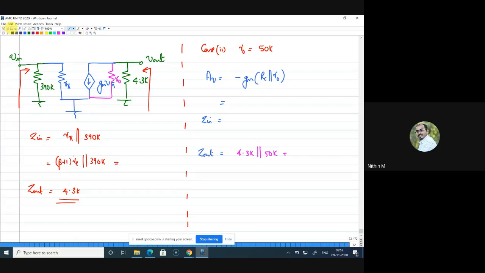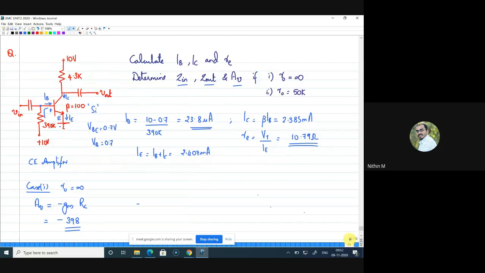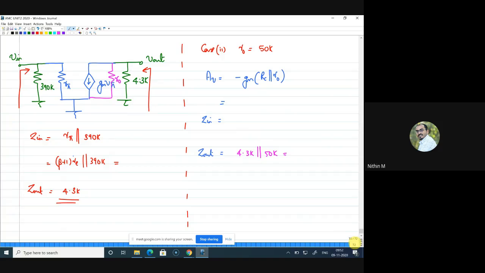So can I get answers for this Zin? What is Zin? If you evaluate, I think Zin will be close to R pi only, right? What is the value of R pi? With 101 into RE, it is around 1K. Yeah, 1.08. That is same here also, 1.08K.